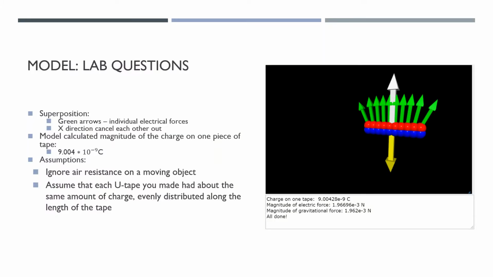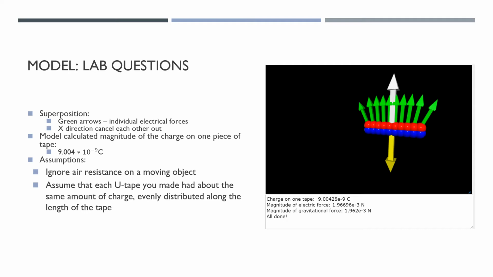So just some additional things about this lab. I want to go over the superposition a little bit more. Now, the green arrows represent those individual electrical forces, and by summing up all of those vectors, we get the white arrow. The reason that the white arrow is only pointing in one direction and the green arrows are pointing in other directions is because all the green arrows' x directions cancel each other out, and we're left with only a force in the y direction.